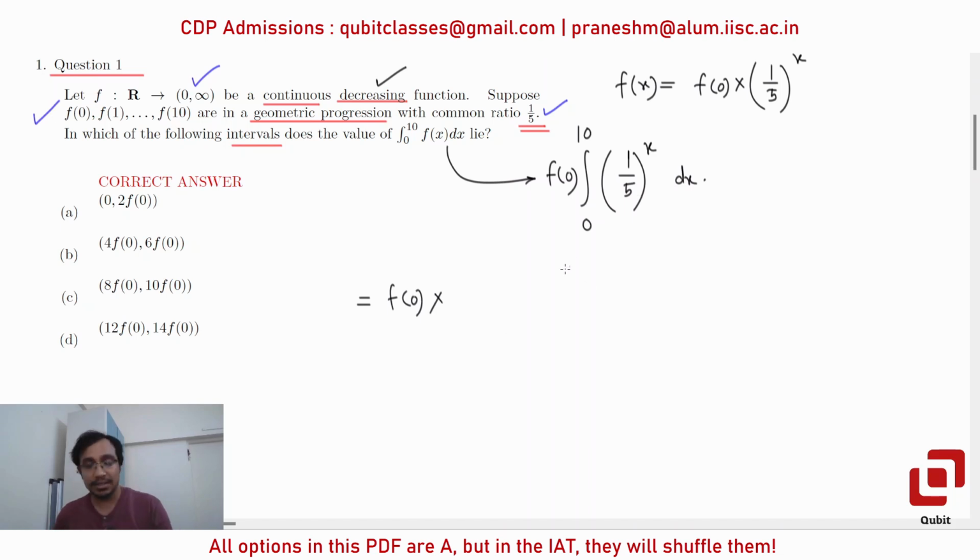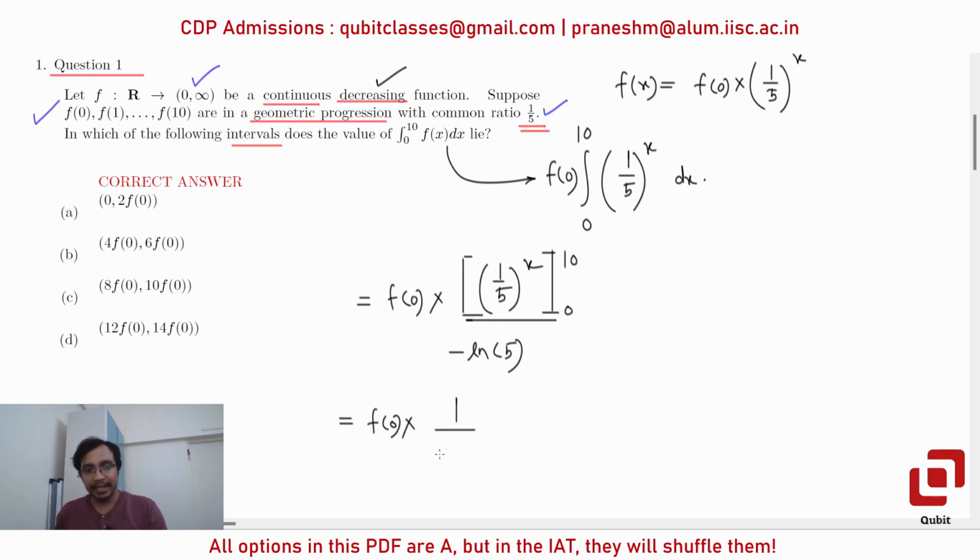Integral of a raised to x is a raised to x upon log a. Now it's log of 1 upon 5, which can be written as negative ln 5. Okay, now let's not forget that we need to substitute the limits as well here, 0 to 10. Okay, now last step, f of 0 here. Now look, let me write this as 1 upon ln 5.